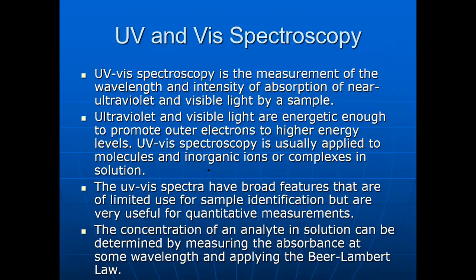Ultraviolet and visible spectroscopy, another simple spectroscopy, is a measure of the wavelength and intensity of absorption of near-ultraviolet and visible light by a sample. In this type of spectroscopy we use UV and visible light. Ultraviolet and visible photons are energetic enough to promote outer electrons to higher energy levels.